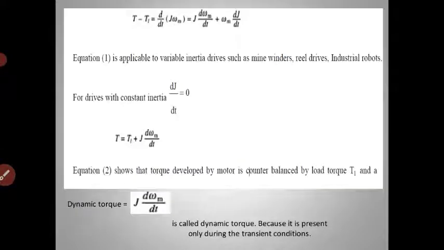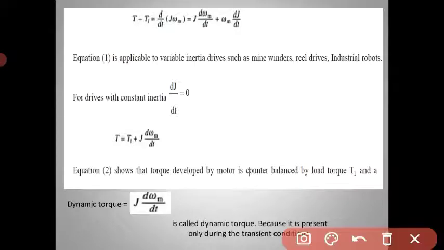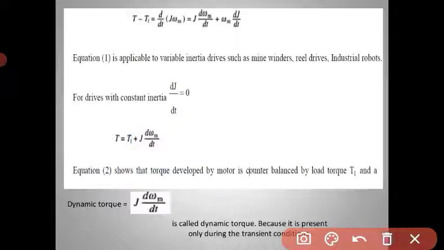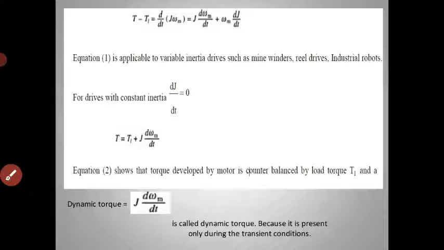Here if you look at this equation, the motor torque should provide these two, TL plus J d omega m by dt. So the equation shows that torque developed by the motor is counterbalanced by load torque TL and dynamic torque. This is also called dynamic torque. Why? It is present only during the transient conditions, such as speed reversal, braking, and starting. Only during this period.